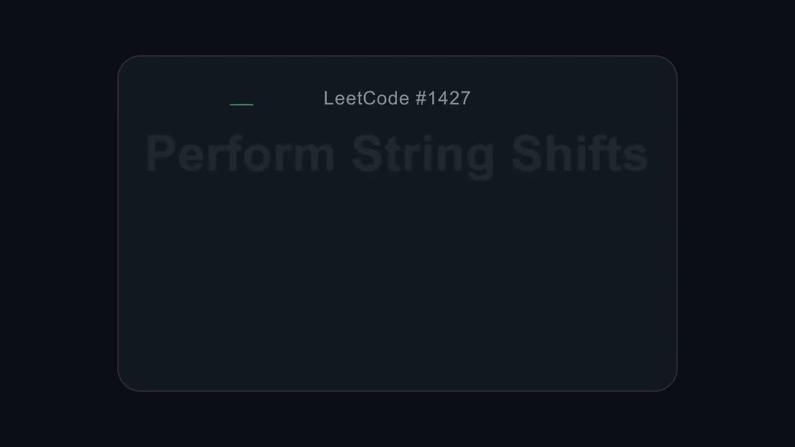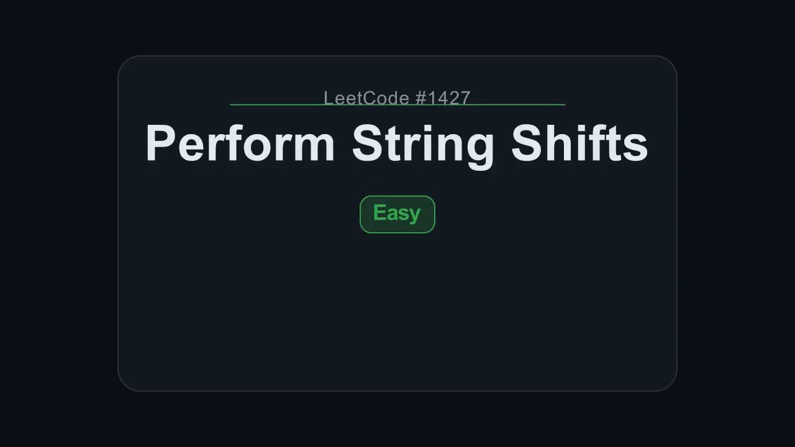You'll spot this pattern whenever you see multiple operations that accumulate or cancel out on a single entity, like a string or an array. Specifically, if the operations are commutative or if only the final state matters, calculating a net effect is often the optimal approach. This is common in problems involving rotations, sums, or transformations where intermediate steps can be aggregated.